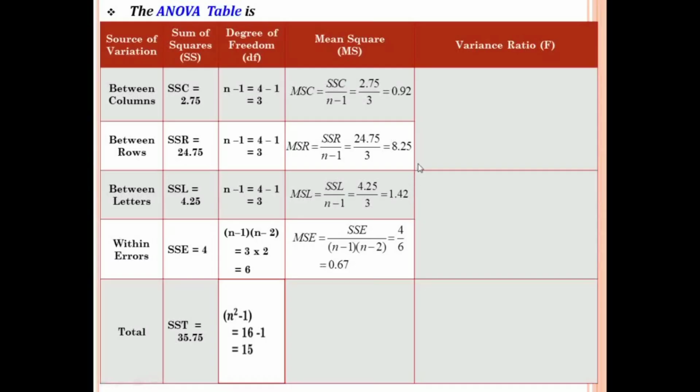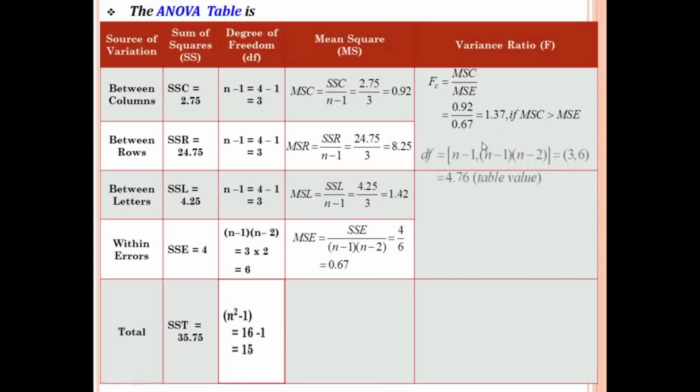So in three-way classification, we find the variance ratio in 3 categories: one is column wise, another is row wise, another is letters wise. Always the numerator value should be the highest value compared to the denominator. Why? Because the variance ratio in the final answer should be greater than 1. We should not get less than 1. So the variance ratio in column wise is 0.92 by 0.67, highest number on top, so MSC by MSE, we get 1.37.